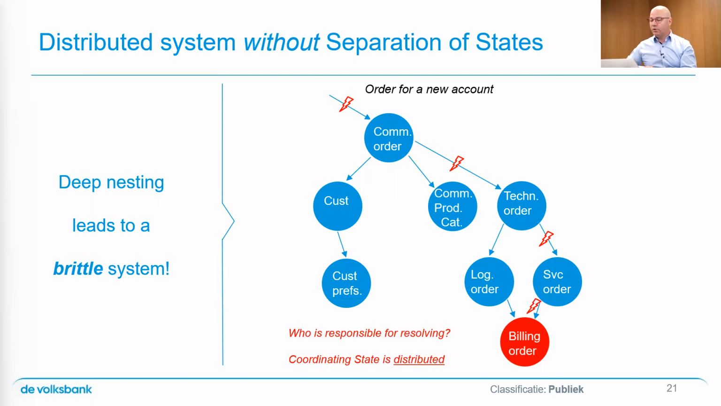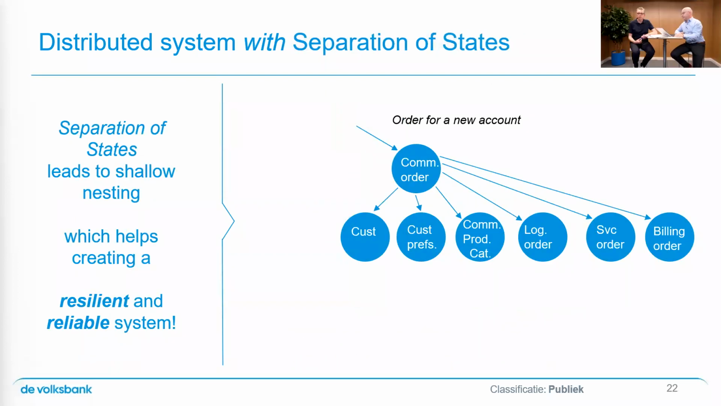So if you would apply separation of states, that will be the next slide, then the same set of components is still there. It's just that they're structured differently. What you can see is it's no longer a deep nesting of delegated functionality. It's now one responsible for the coordination, which will be the commercial order over there. And all the others are responsible for just doing their own business. So I can have customer management and preference management and catalog management, etc. All kinds of business functionality that can run independently.